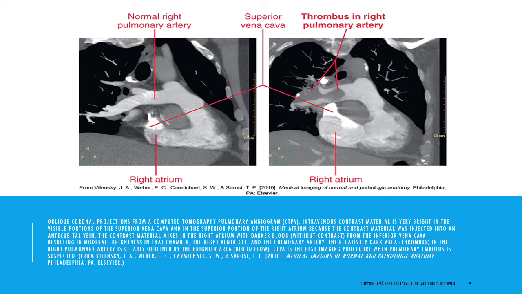So on this side, this is a normal pulmonary artery. And so you can see that here's the right atrium. You can see that there's nothing there. Here, you can see clearly that there's a darker mass in that right atrium.